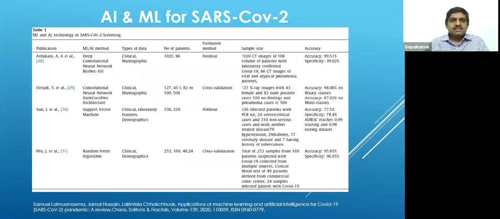You might have heard of deep convolutional neural networks, support vector machines, and the random forest algorithm. All these have been applied. You can see the type of data they have taken and on which data they have applied them. This is one of the applications where AI and ML are already in use.